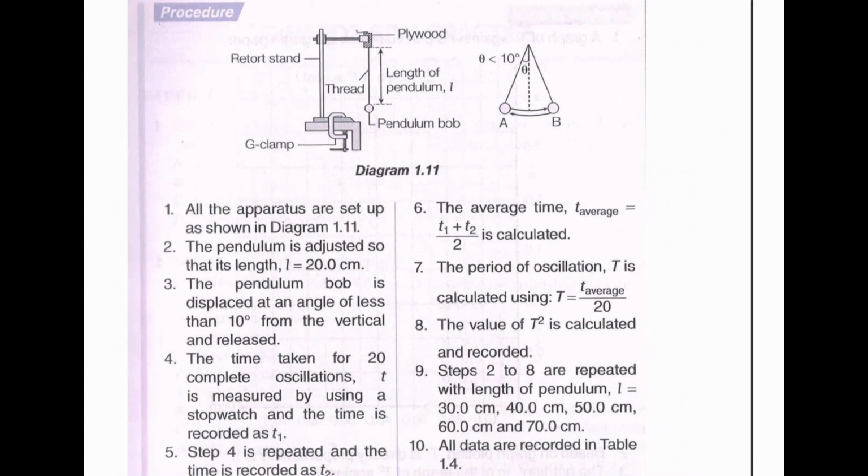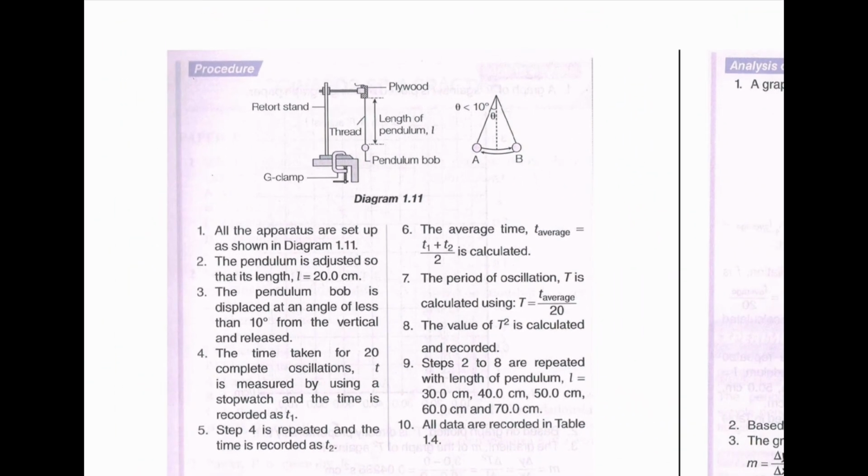Now we have the procedure over here. Procedure number 1: all the apparatus are set up as shown in diagram 1.11. The pendulum is adjusted so that its length is 20.0 cm. Maybe you are wondering, can I write 20 cm instead of 20.0 cm? Is that okay or not? It depends on the apparatus that you use.